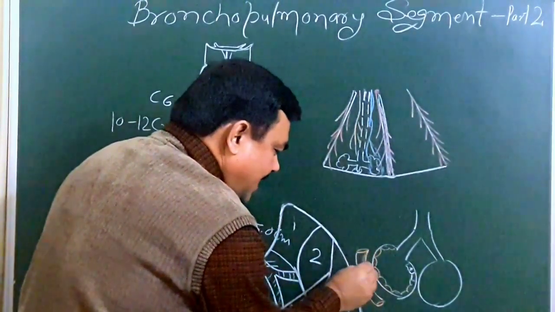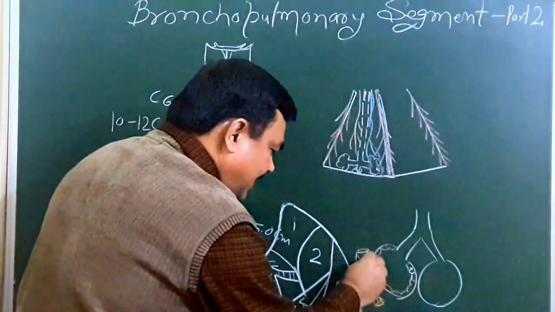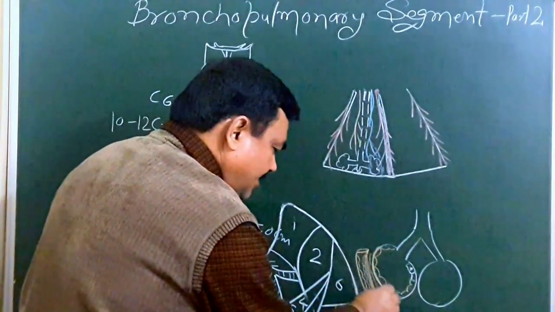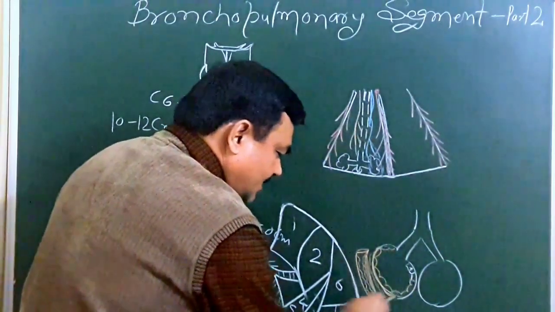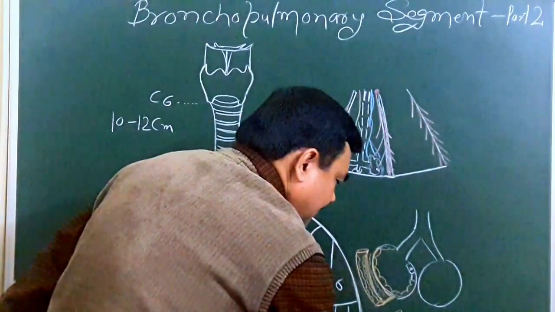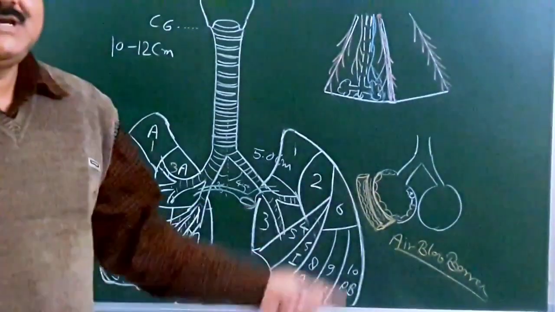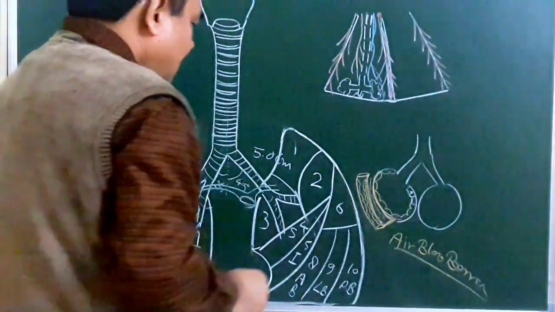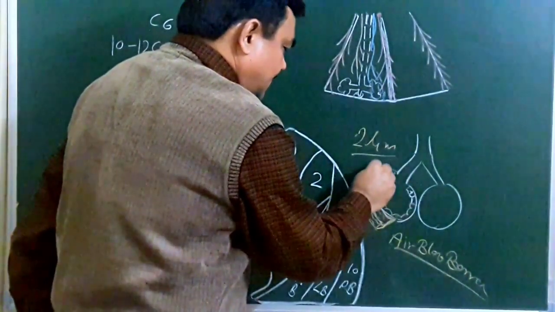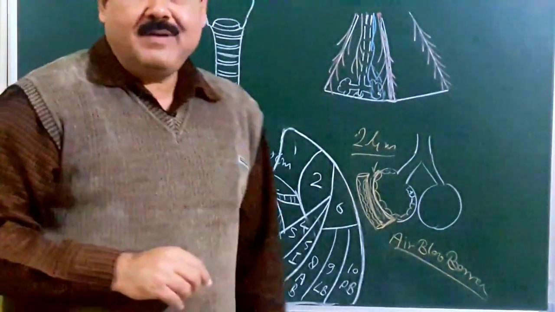This capillary is lined by endothelium, simple squamous epithelium. Here is basement membrane of the capillary. Here is basement membrane of the alveoli. Here is connective tissue in between them. This part forms the air blood barrier, through which gaseous exchange takes place, and thickness is about 0.2 micrometer. This thickness. So this is all about the bronchopulmonary segment part 2.